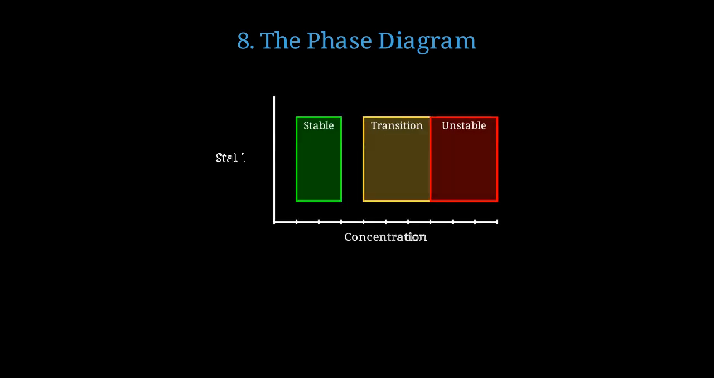The phase diagram shows three regions. At low concentration, droplets are stable. At intermediate concentration, there's a transition zone. At high concentration, we see destabilization. The critical transition typically occurs near the critical micelle concentration, though the exact point depends on many factors.